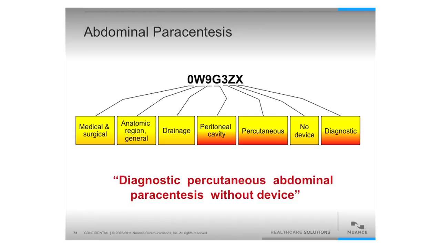Medical and surgical is now my section. And my body system is the anatomic region, general. It's a drainage. I've got to specify that, by the way. I'm in the peritoneal cavities, my body part. How was my approach? Percutaneous. In this case, I'm not using a device. Why am I not using a device? Because needles, scalpels, scopes are not devices for the purpose of coding. A device is something that is left in the patient.